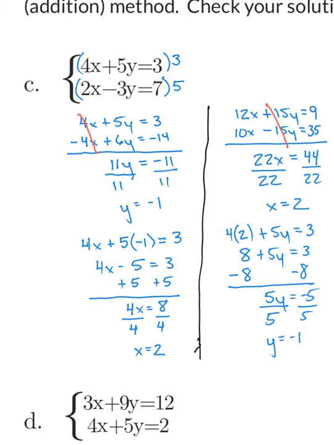y equals -1. So note that no matter which way you do this, you still get the solution is (2, -1). I'm not going to check this just because, well, we did it both ways, we got the same answer. But you should only pick one of them and run with it, and then check your solution at the end.